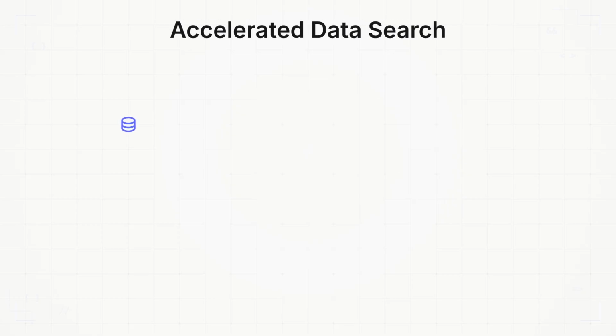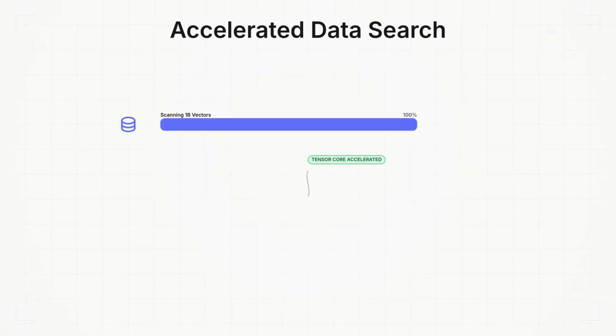Finally, we see Tensor Cores transforming data science and databases. In the modern era, we don't just search for keywords, we search for meaning using vector embeddings. This is how Netflix recommends movies, or how a vector database finds similar images. Comparing a search query to billions of database records is essentially a massive matrix vector multiplication. By using tensor cores to calculate these cosine similarities or Euclidean distances, databases can search through billions of items in milliseconds. This isn't just about speed, it's about the scale of what's possible.